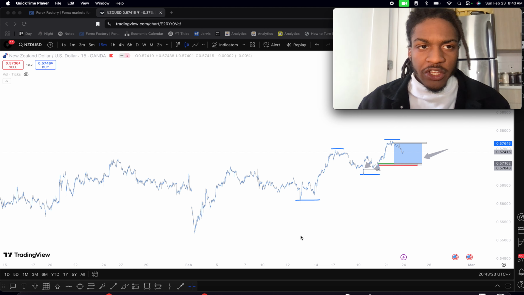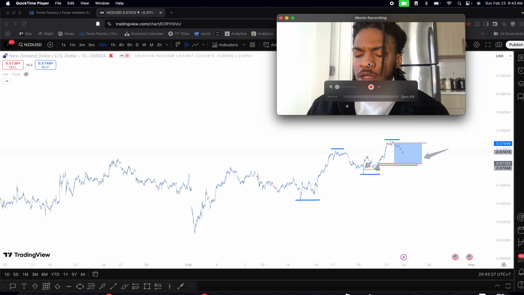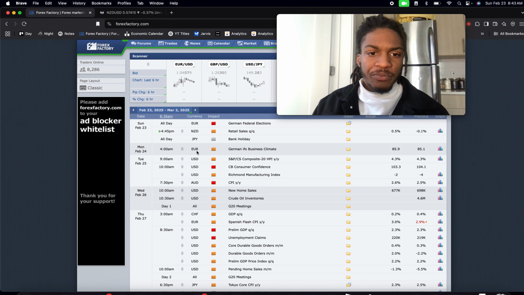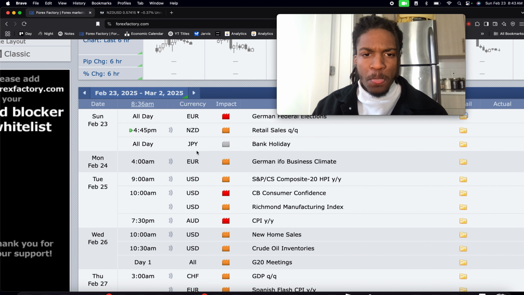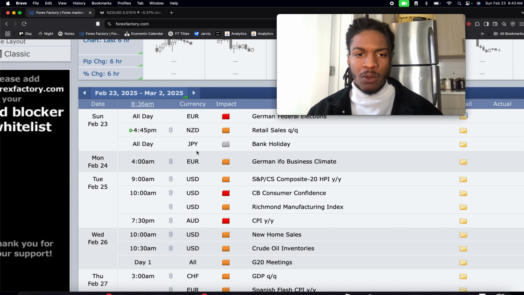Currently on New Zealand US dollar. Today, as you know, the way I trade, today is New Zealand. That currency is the only currency, along with Euro, that's supposed to move today on Sunday, around 4:44 p.m., which is around when the market opens around 5.